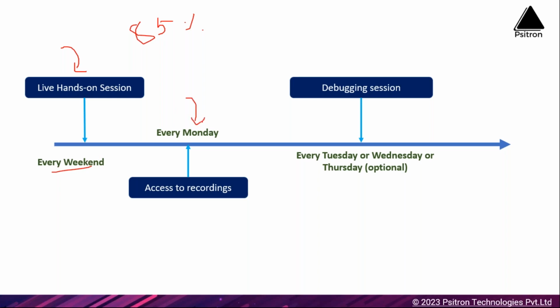And every Monday, you'll be receiving access to the recordings of the live session that you attended. And every Tuesday or Wednesday or Thursday, we're going to have something called debugging sessions. These debugging sessions are optional to attend. So what are these debugging sessions, how do they work? Let's say during a live session, we build some hands-on project, right? You might have some bugs, errors that you couldn't resolve during the live session. You will join a debugging session where I am going to help you one-on-one. You'll be sharing your screen. I will be instructing you to fix the problem.